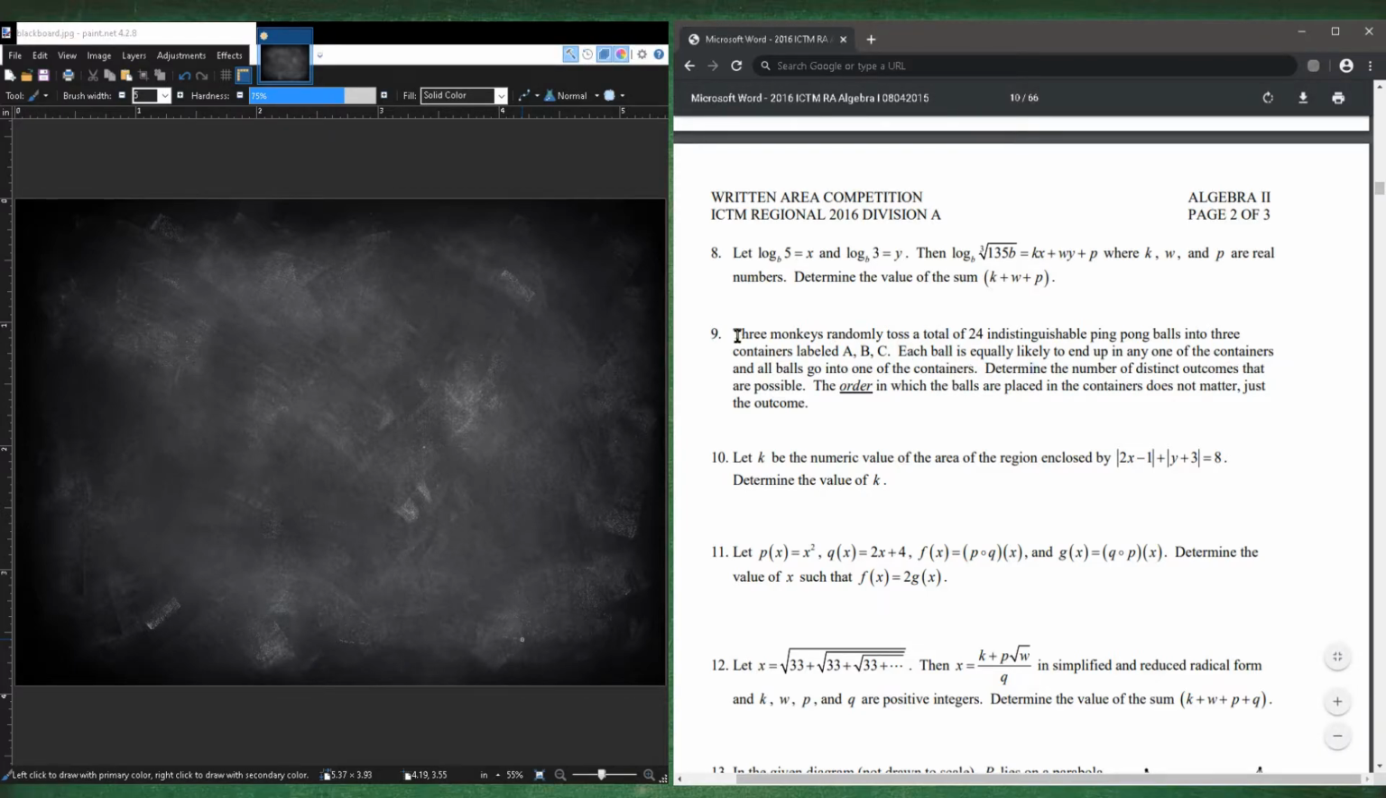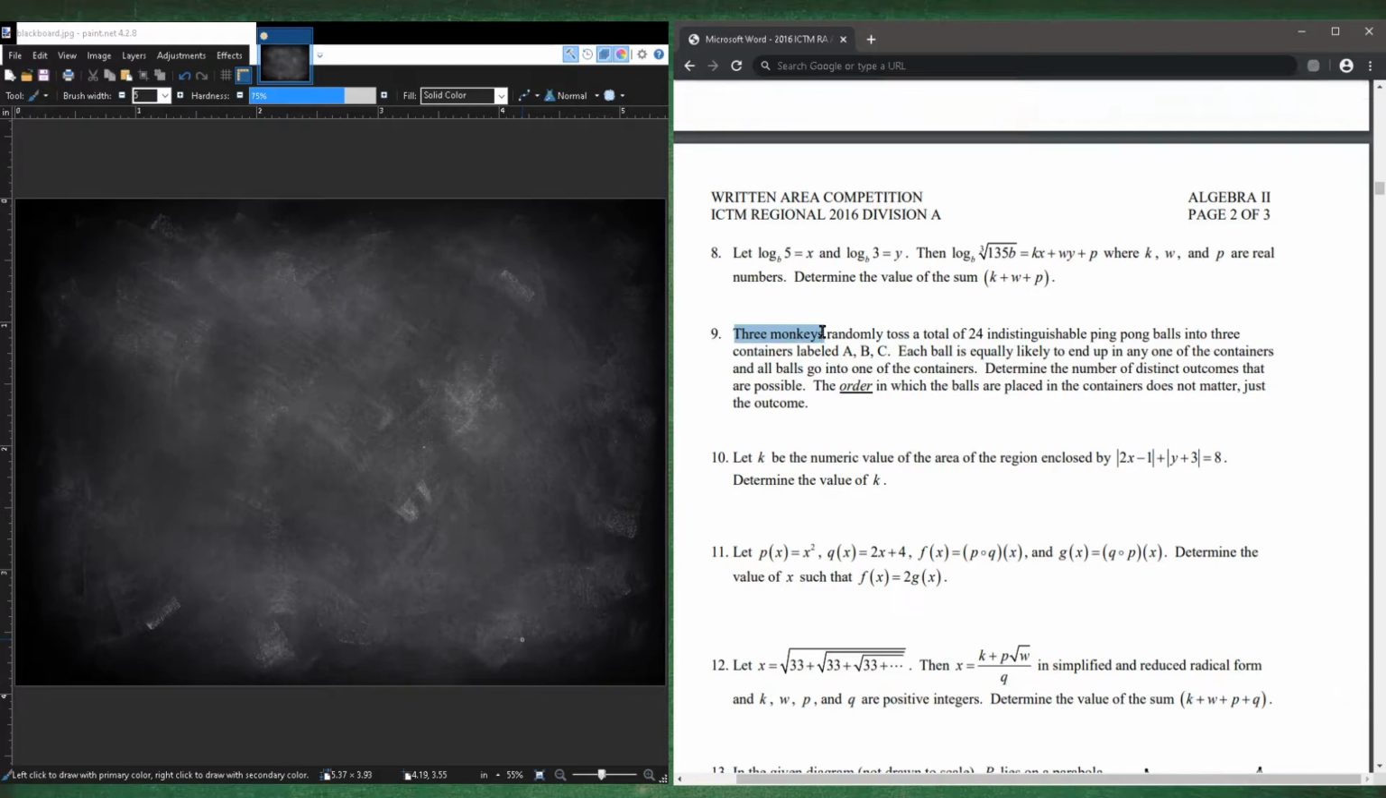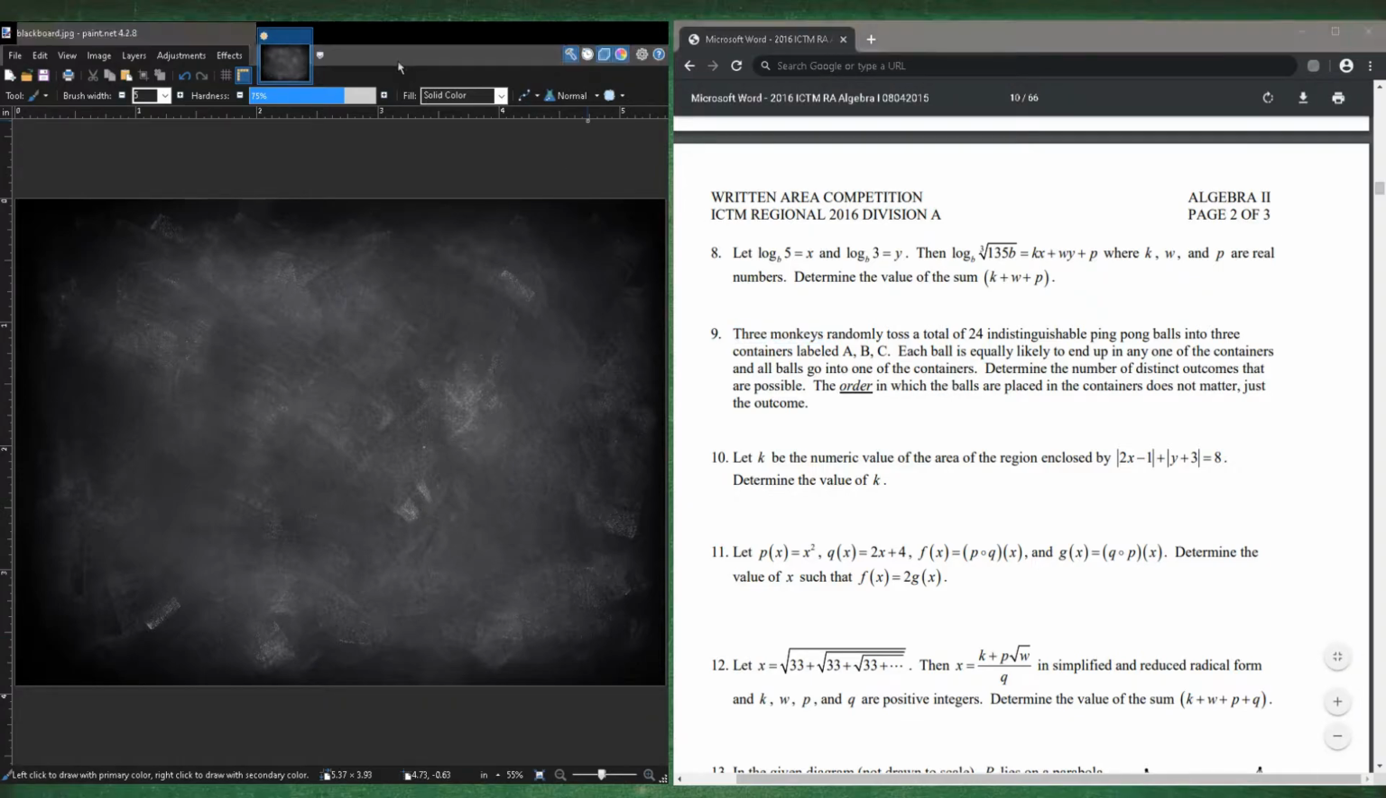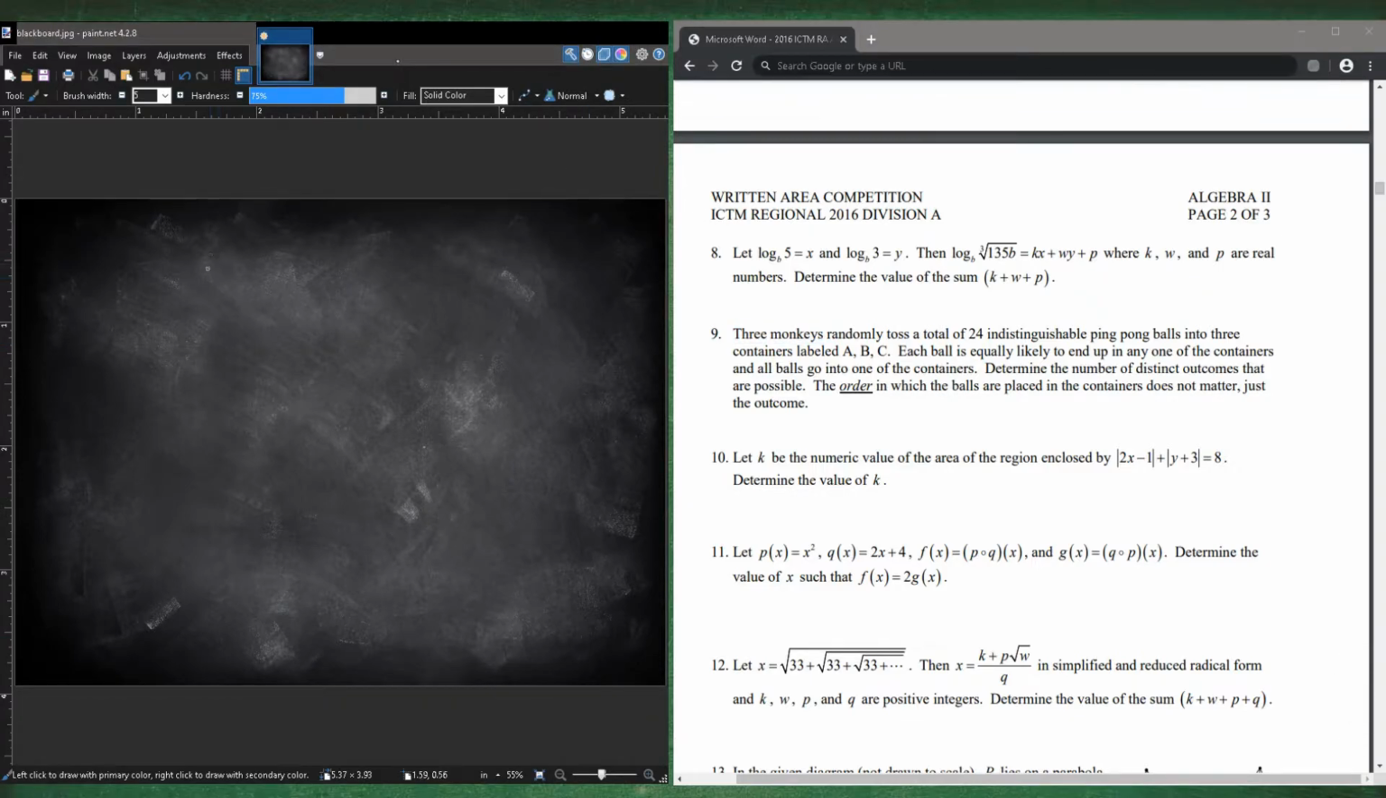So since that doesn't matter, that means it doesn't matter that there's 3 monkeys, because the only thing that matters is how many balls are in each container. So let's think about this. We have 3 containers and there's 24 ping pong balls, right?